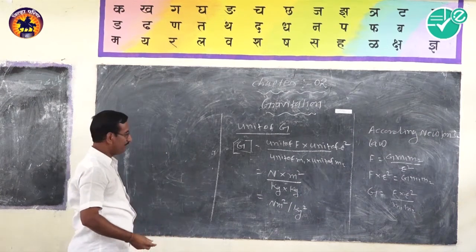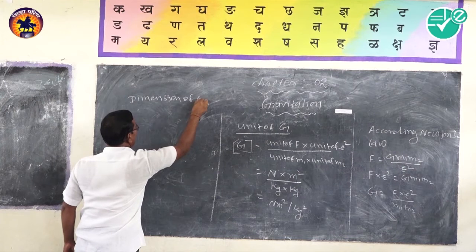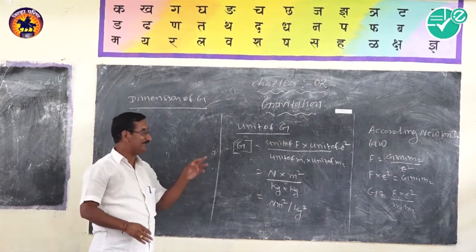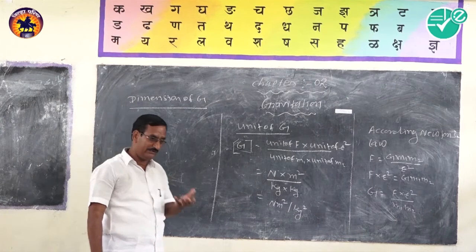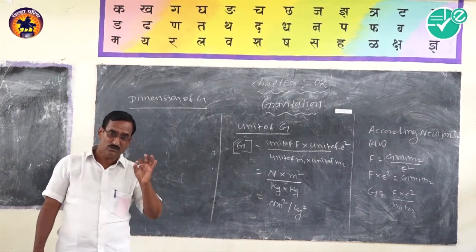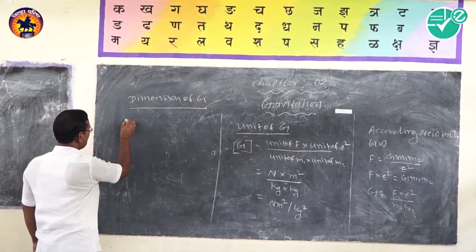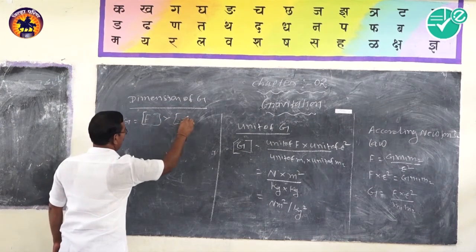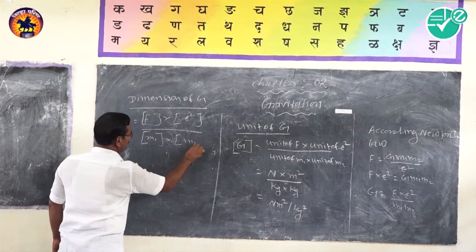Here, again, we have to determine the dimension of capital G. Then we have to know, from 11th class, how to determine the dimension of any physical quantities. For determination of the dimension of any physical quantity, we have to know the rules of dimension. According to these, the dimension of G is equal to the dimension of F into the dimension of R square upon the dimension of M1 into the dimension of M2.